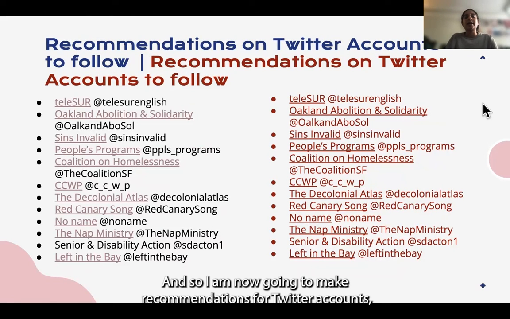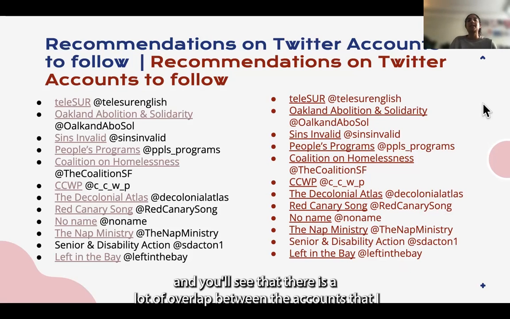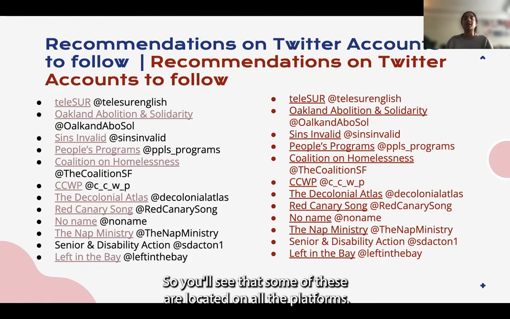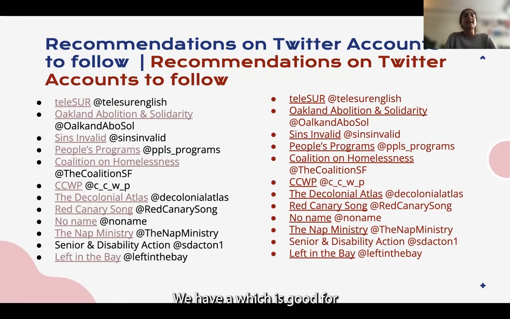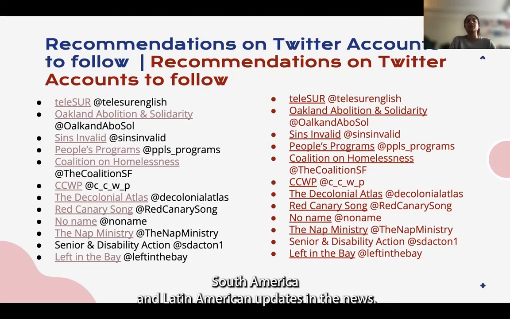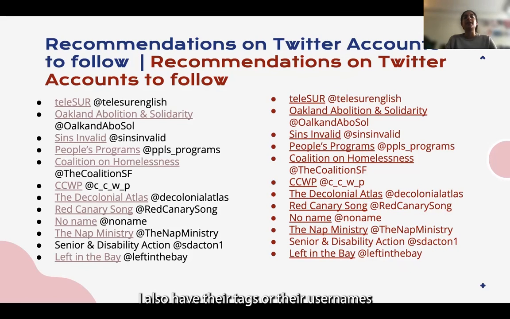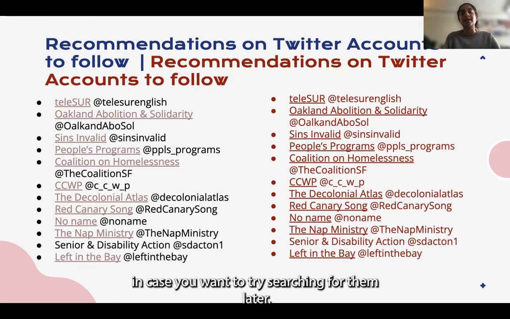All right, and so I am now going to make recommendations for Twitter accounts, and you'll see that there is a lot of overlap between the accounts that I follow on Facebook and Twitter and Instagram. So you'll see that some of these are located on all the platforms. We have Telesur, which is good for South American, Latin American updates in the news. There's an English version that I follow. Oakland Abolition and Solidarity. I also have their tags or their usernames in case you want to try searching for them later.